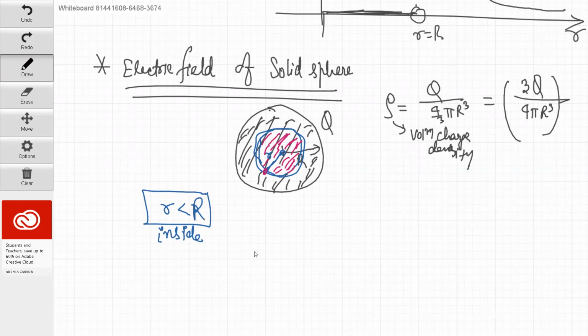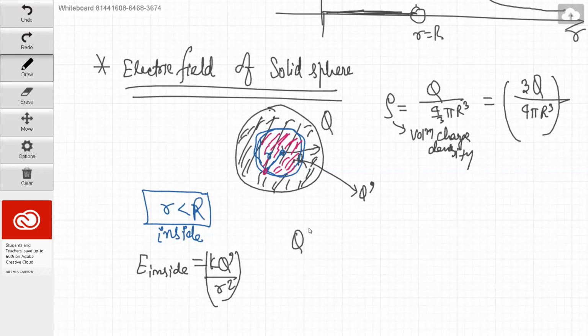So electric field at a smaller distance inside the sphere will be due to that smaller sphere we have selected, isn't it? So its electric field will be, let's say its charge is q dash. So electric field at an inside point will be equal to k q dash by small r square. Now our aim should be to find the q dash value. How can we find the q dash value? So easily we can find the q dash value.